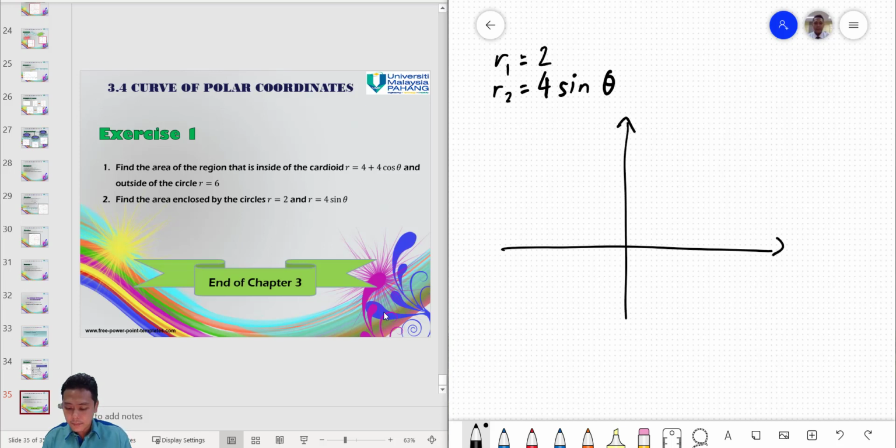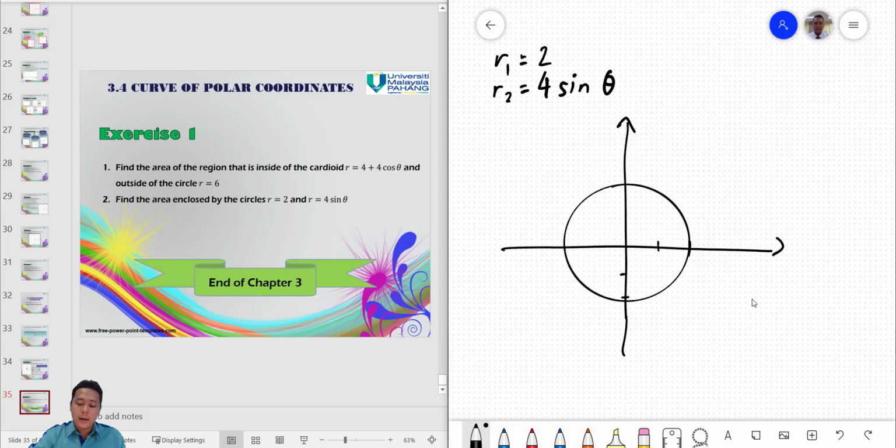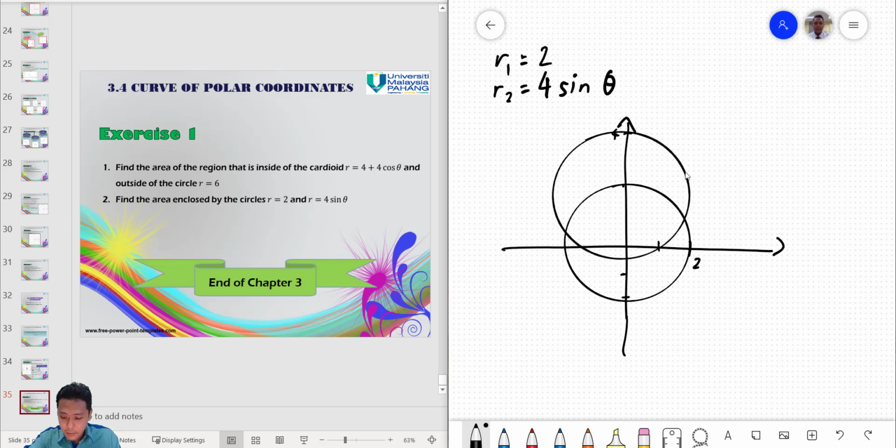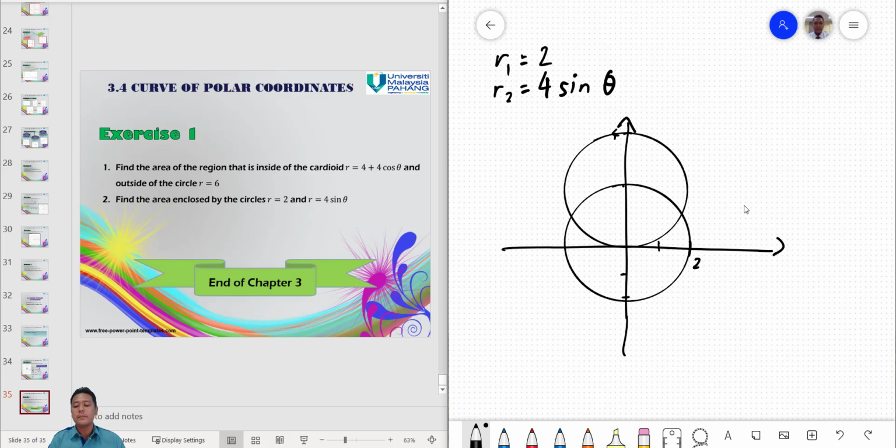So for the r1, the diameter is 2. Okay, imagine this is symmetric. And for the second polar curve, 4 sine theta, it will be 1, 2, 3, 4. Okay, I try to make it much more realistic. The area which is enclosed by both of these polar curves should be this area, the right and the left. It is symmetric at ray theta equals pi over 2.